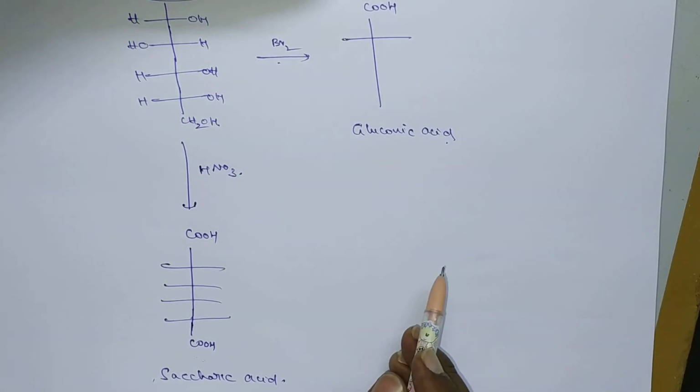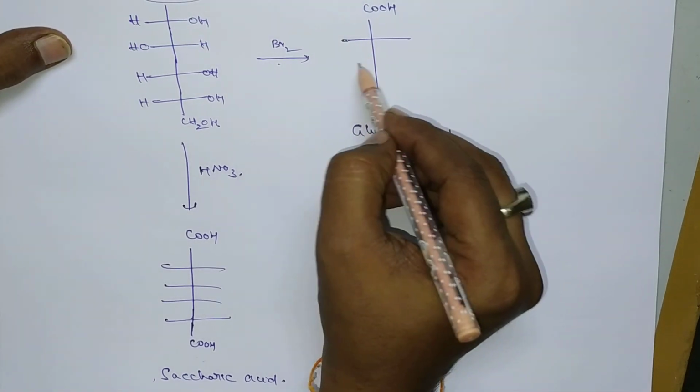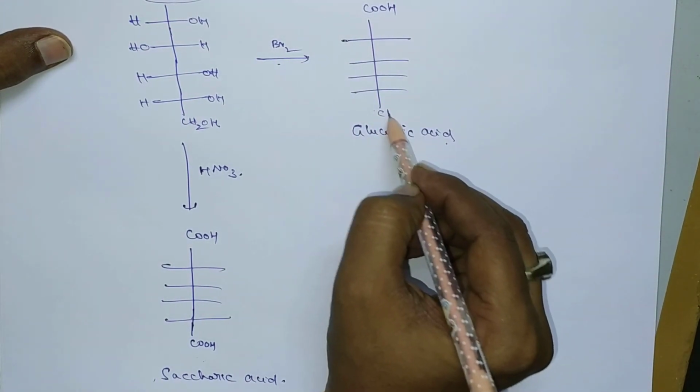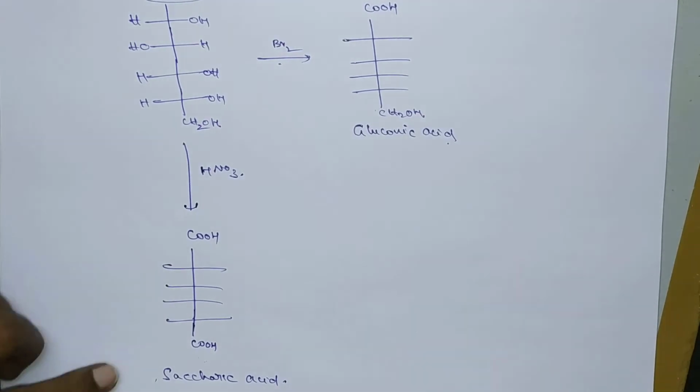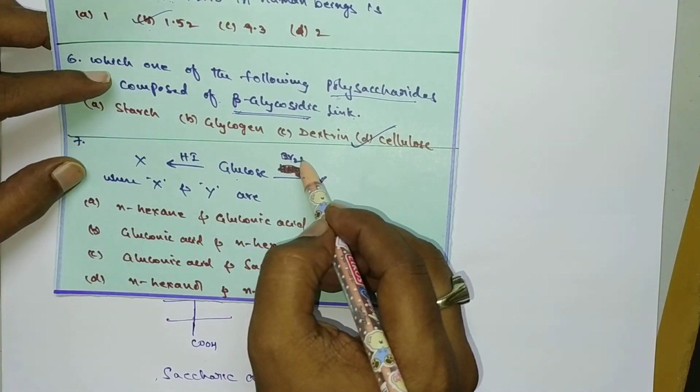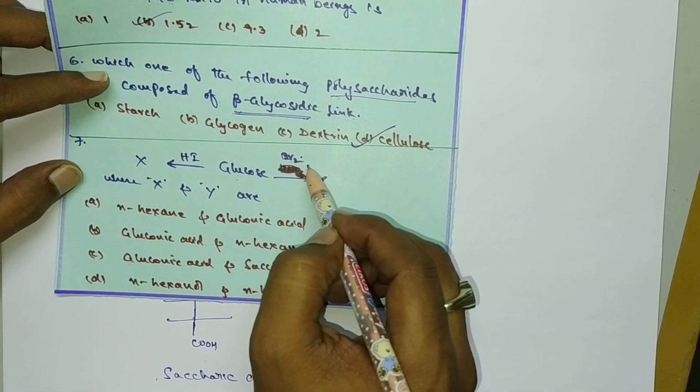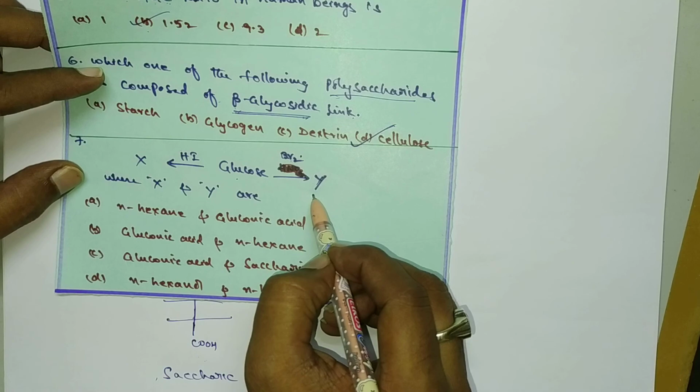Saccharic acid. So here glucose upon oxidation under mild condition produces gluconic acid. So here only the aldehyde group is oxidized to acid. The remaining is same. CH2OH will be there. So in presence of strong acid, it converts into saccharic acid. Okay, so here he asked about bromine water. It is a mild oxidizing agent, so we can produce gluconic acid.